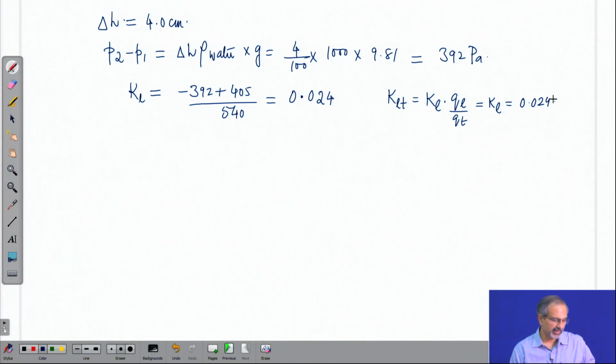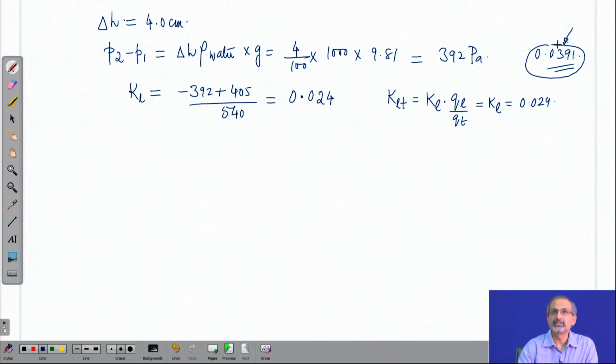Now, if you recall that in the table of values that we had shown, the K L T value was slightly higher than this. The K L T value was 0.0391. That means, that particular tunnel, whatever design we were looking at, had a slightly higher loss coefficient. So, if we were to ask the question that what if for this tunnel itself the loss coefficient at the diffuser end was 0.0391, then what would be the corresponding change in the delta H, for example? How would it be reflected in the delta H?